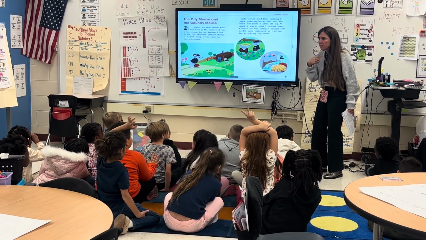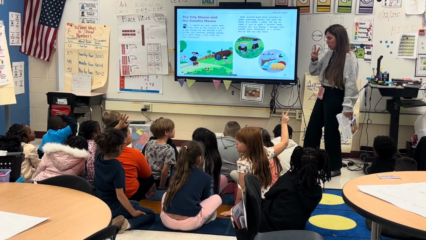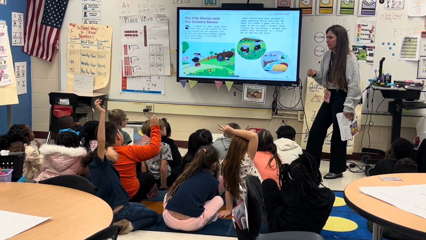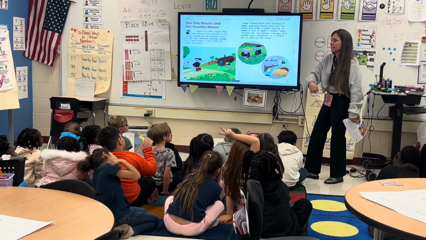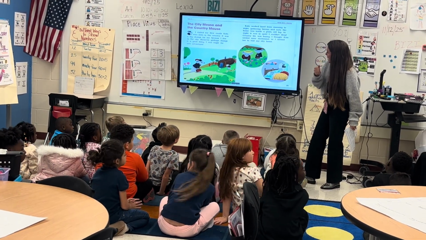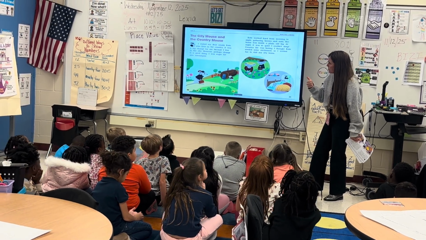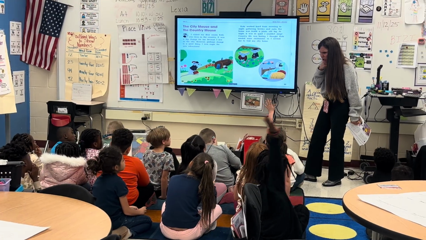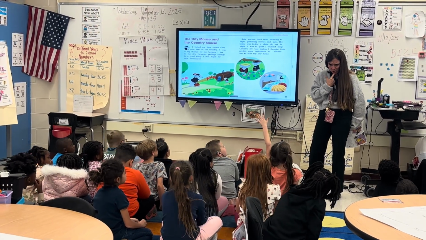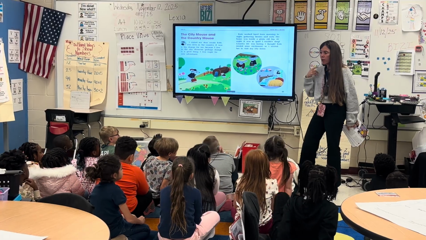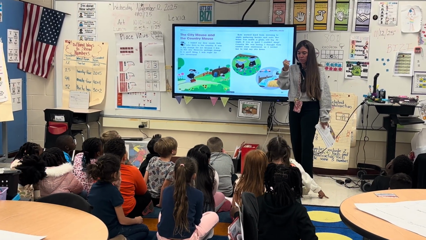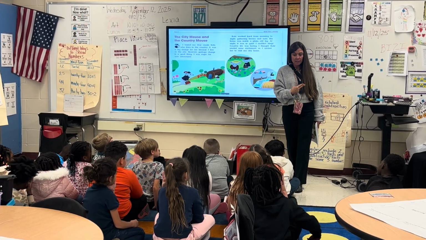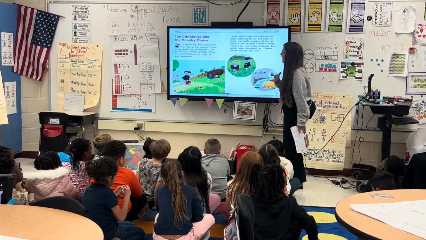We're still going to think about the setting, and we're going to do those in two days. Tomorrow we'll be adding to that. But today our focus is really thinking about the characters. If I'm looking at this, and it's titled The City Mouse and the Country Mouse, do I know some of my characters already by looking at the title? Yes. Who? The mouse. I have two mice, right? I have a city mouse and a country mouse. So let's look at it.